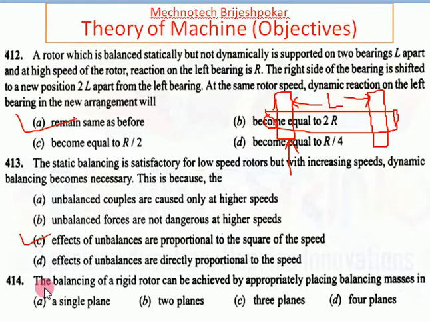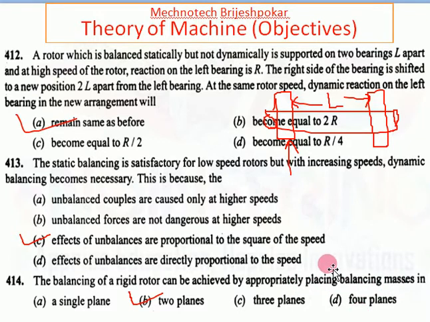Now the balancing of a rigid rotor can be achieved by appropriately placing the balancing masses in two planes.